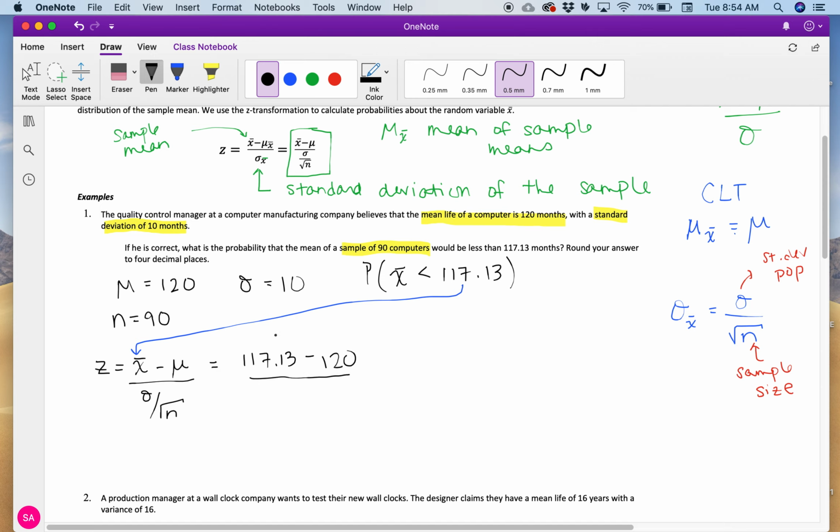All of that is divided by sigma, which is then 10. And that's divided by the square root of the sample size, which is 90. Okay. So we just have to calculate this out.